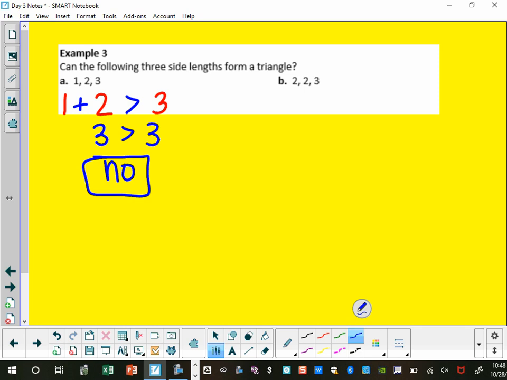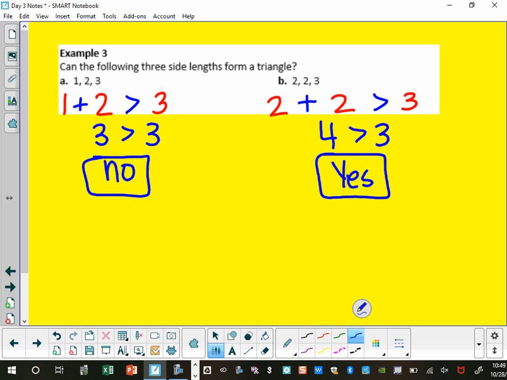All right, look at letter B. I have 2, 2, and 3. I want my first two numbers to add up to be larger than my third side. If that is true, then it is a triangle. What's 2 plus 2? All right, 2 plus 2 is 4. Is 4 greater than 3? Yes, so that means that these numbers can form a triangle.